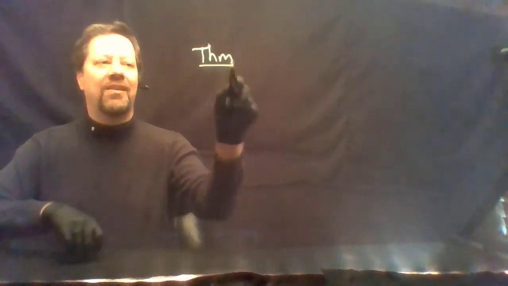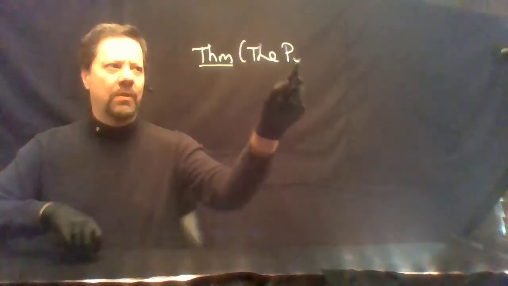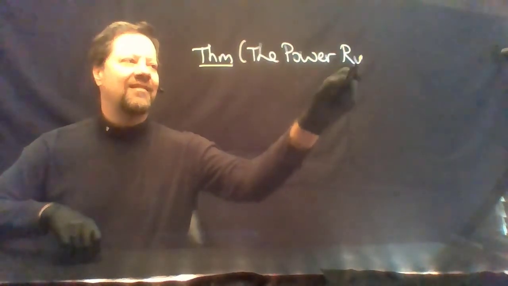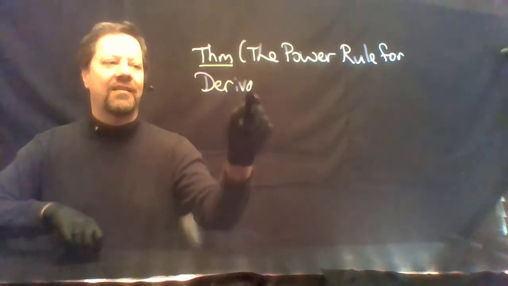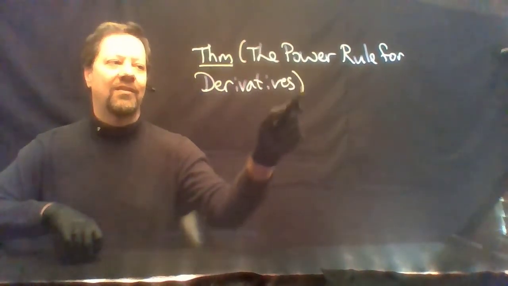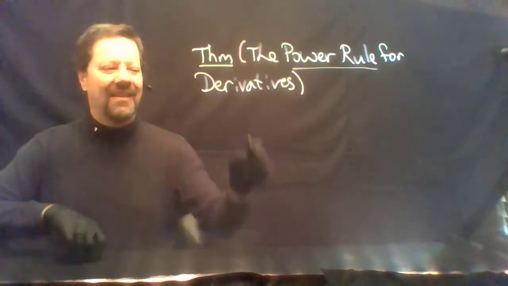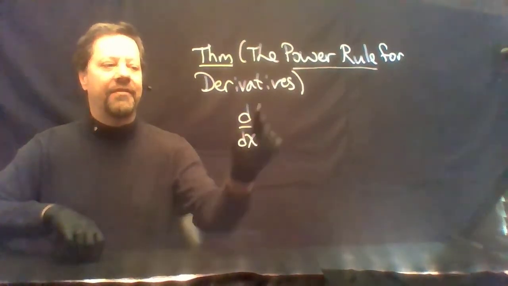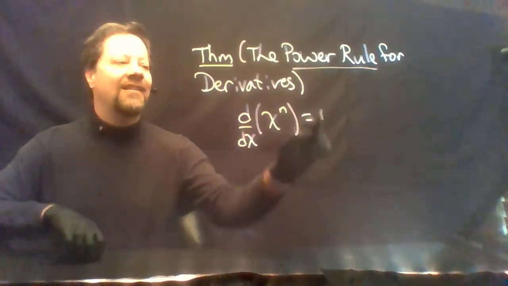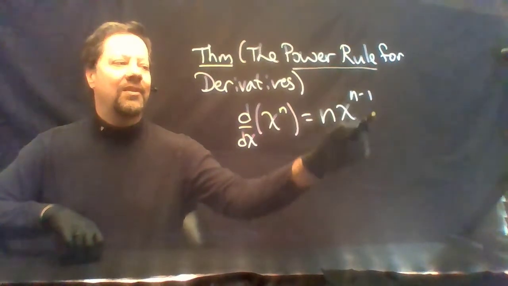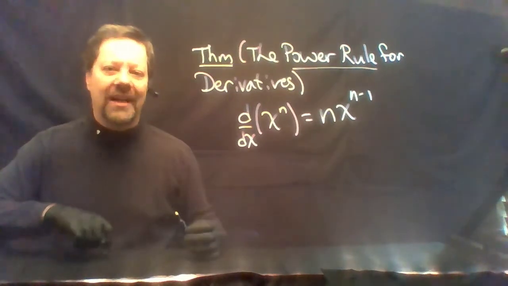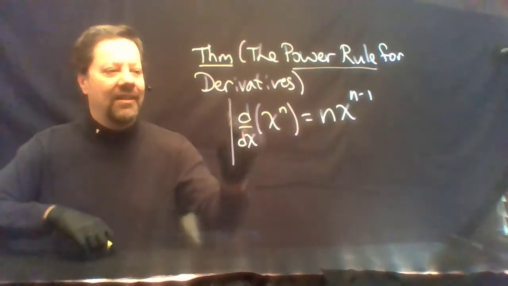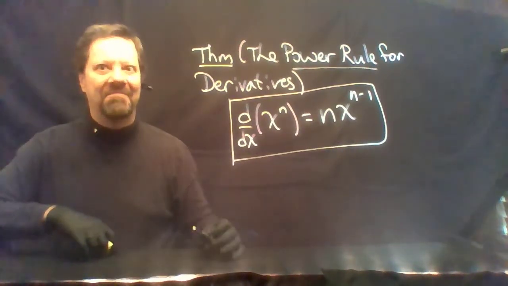Our conjecture is really a theorem called the power rule for derivatives, or sometimes just the power rule. The theorem is that if you take the derivative of x to the power n, you get n x to the power n minus 1. You bring the power down and then subtract 1 from the exponent. You're going to need to remember this forever.